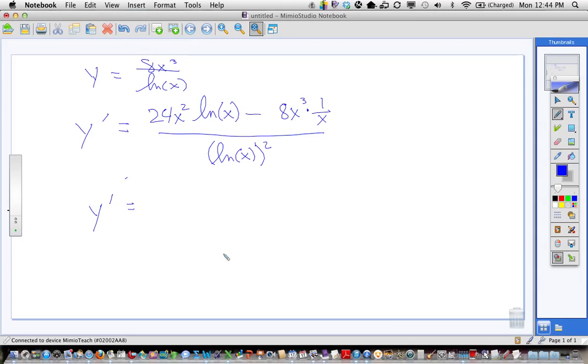So here's what I have in my first step. Does that look correct? Derivative of the top, 24x squared ln x, left alone, minus the top left alone, times derivative of the bottom, which is 1 over x, all over the bottom squared. Anything we can do there?